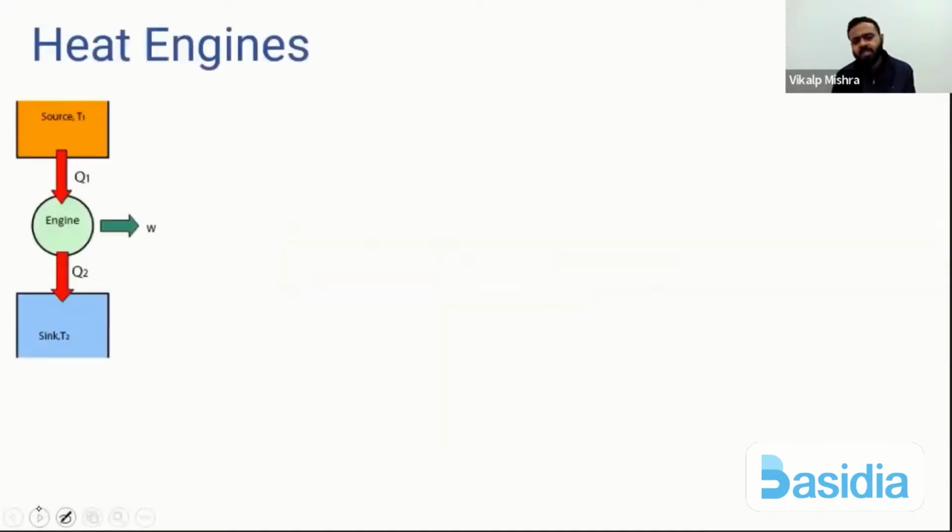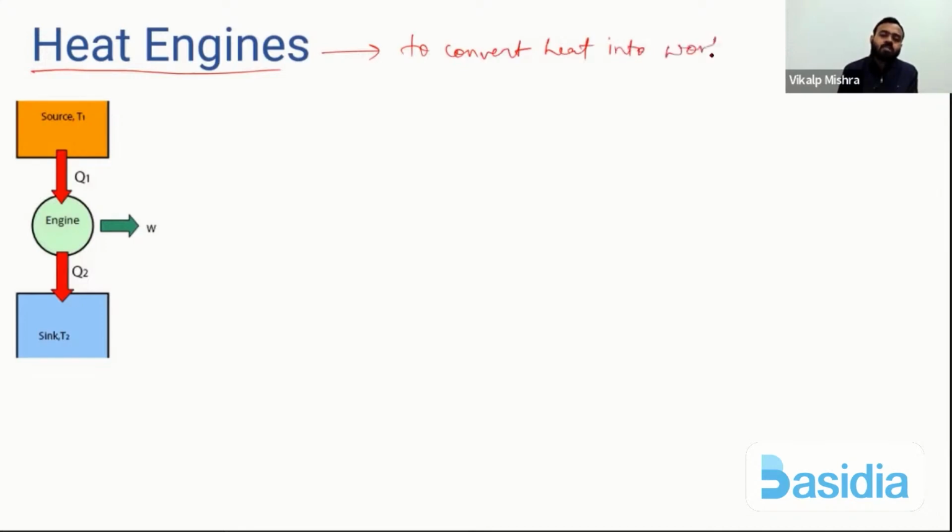It's very simple. हीट इंजन अभी समझ लेते हैं 1 मिनट में, ठीक है। हीट इंजन क्या होता है? हीट इंजन हमारी जो डिवाइस होती है उसका काम क्या होता है? To convert heat into work. Simple. It's a device which converts heat into work.